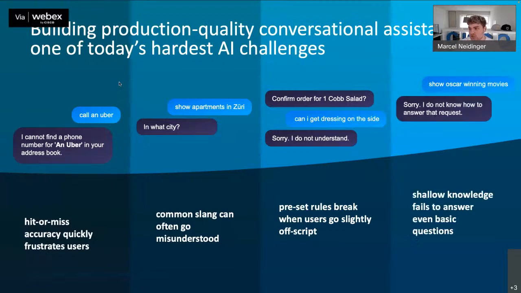And then the shallow knowledge, right? Things like show Oscar-winning movies. Sorry, I do not know how to answer that request, right? In order to really answer the questions you are asking your natural language bot or your NLU component, they need quite a big knowledge base. They need to be able to do quite a lot of different things. They need a quite big, deep understanding or a way to look that up. And these shallow knowledge bases quite often fail to answer even some basic questions like show all Oscar-winning movies, right?